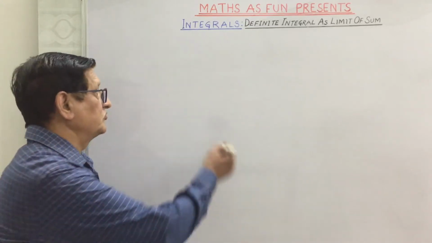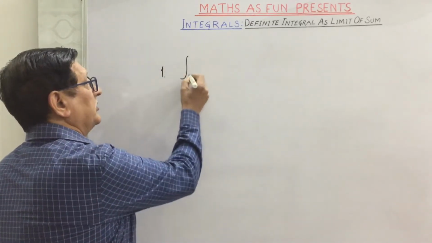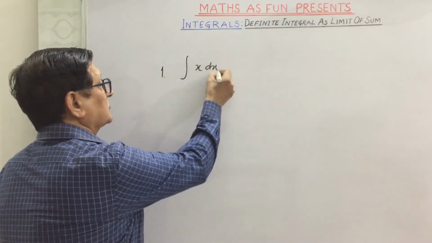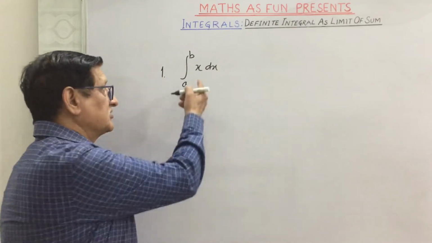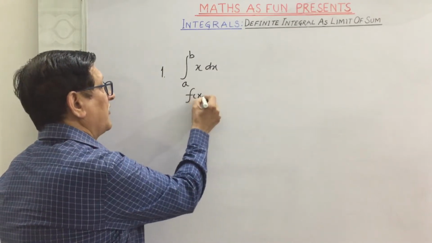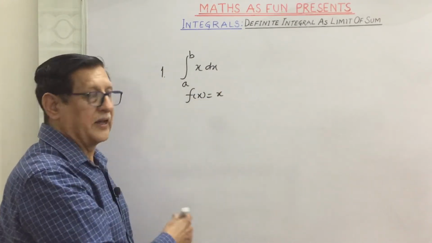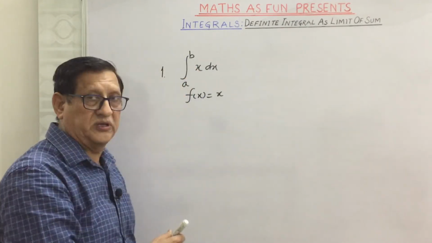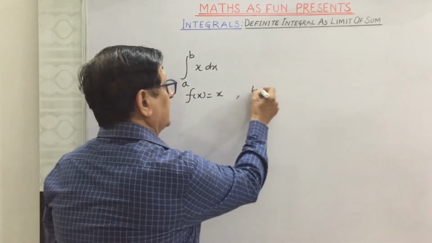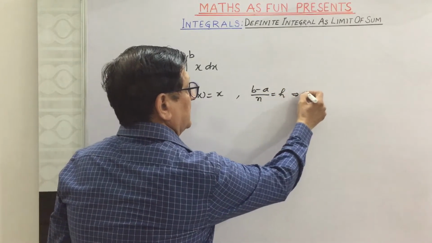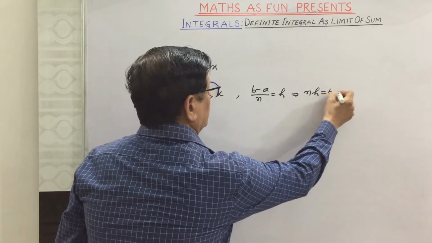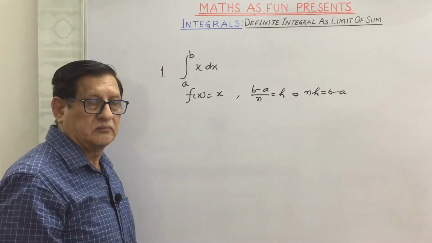To apply the method of finding the definite integral as the limit of sum, let's take some problems. The first one of them is the integral of x dx from a to b. Now we can see here the function f(x) is x and the limits are from a to b. It means we can write here (b minus a) upon n is equal to h. It means n into h is equal to b minus a.